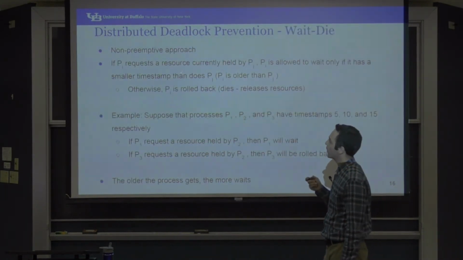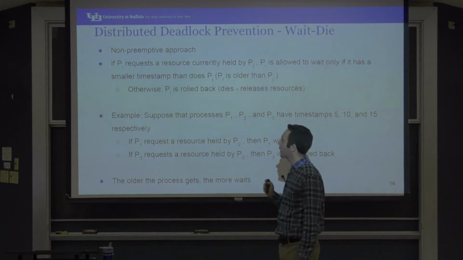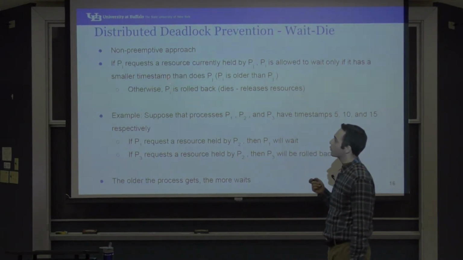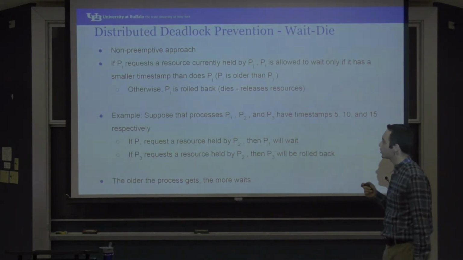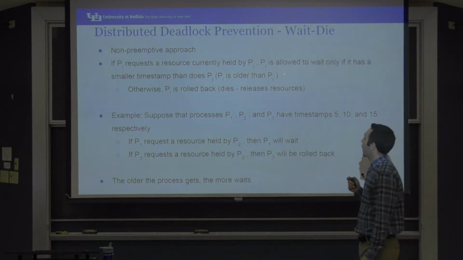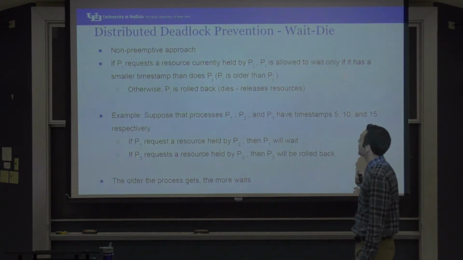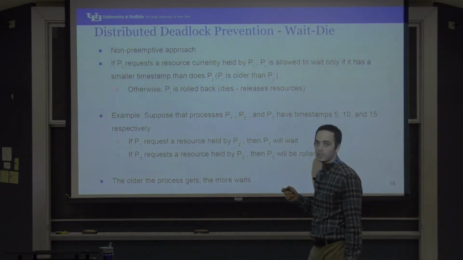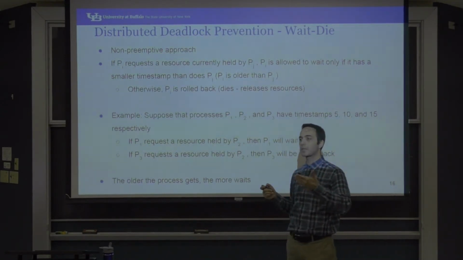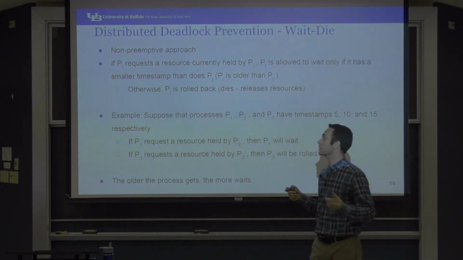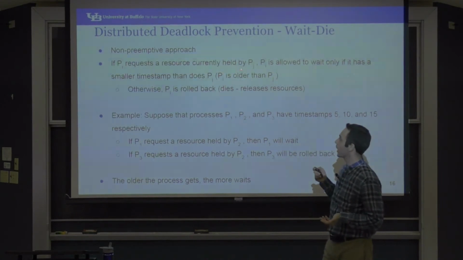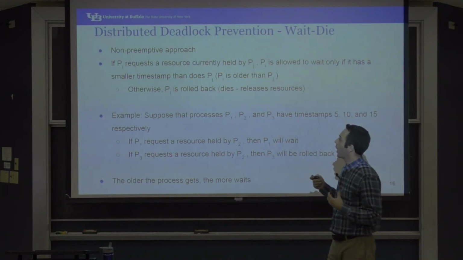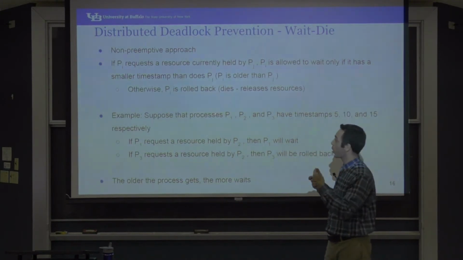So the non-preemptive approach, wait or die, works like this: if Pi requests a resource currently held by Pj, Pi is allowed to wait only if it has a smaller timestamp than Pj. A smaller timestamp means that it started earlier, and that means it's older. We've written that Pi is older. So, if Pi is younger, it will roll back and die. Alright?